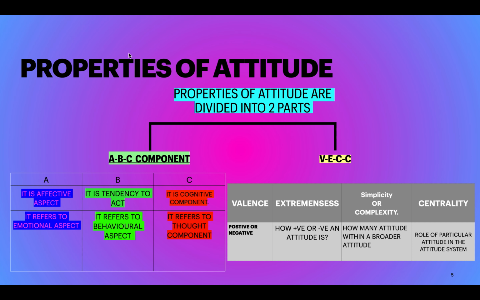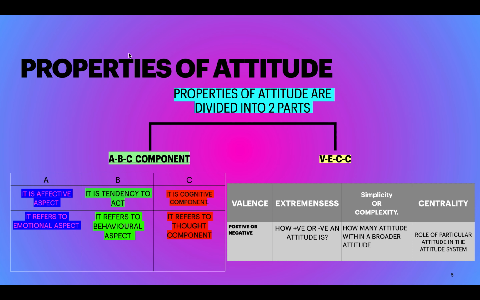Now, coming to the second part, which is VECC. V stands for valence: either you have a positive or a negative attitude towards that thing. E stands for extremeness, that is, how positive or how negative you are towards that thing, less or more. Then simplicity or complexity: how many attitudes are within a broad attitude, that is, you have a positive aspect towards that thing as well as a negative aspect towards that thing. So it's simplicity or complexity.